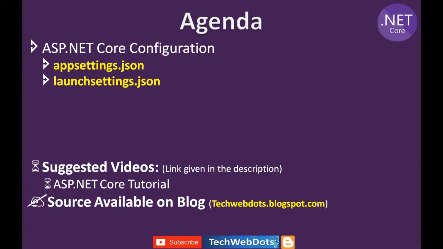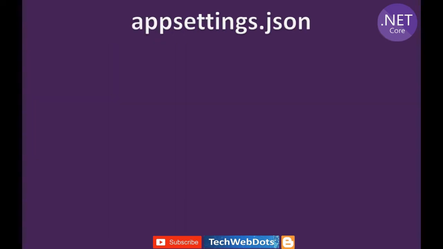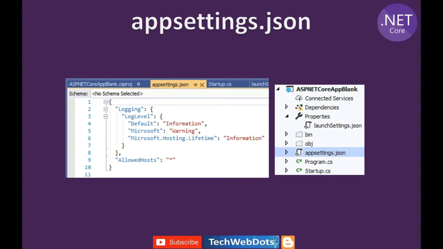We will discuss appsettings.json, launchSettings.json, and we will also discuss what configuration providers are available in ASP.NET Core and what the ideal order of those configuration providers is. I would suggest you watch the ASP.NET Core tutorial series, and the link is given in the description of this video, and all sources are available on my blog as well. So let's start.